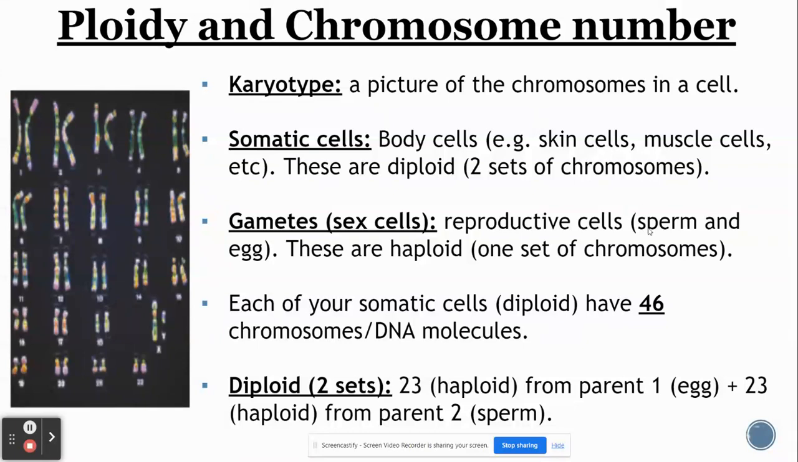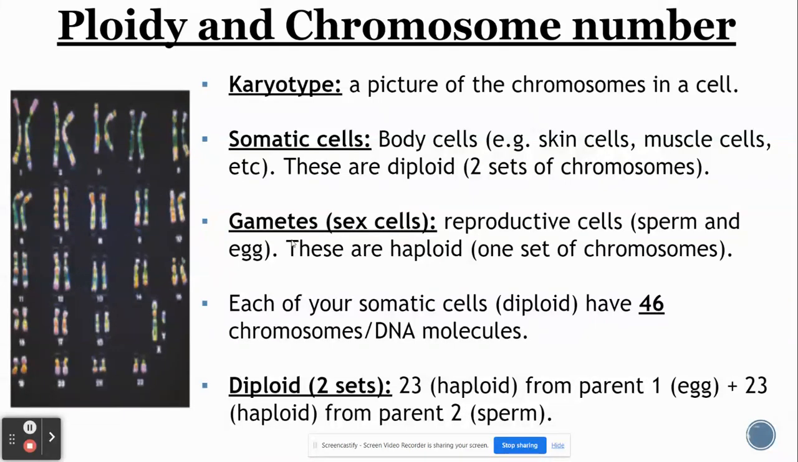So the sperm has 23 chromosomes, the egg has 23 chromosomes. Again, when you put them together, you get 46. So let's just summarize here. This is a karyotype. This shows you a picture of the chromosomes in a cell. In this picture here, there are 46 chromosomes because a human has 46 chromosomes. So this is a human karyotype.